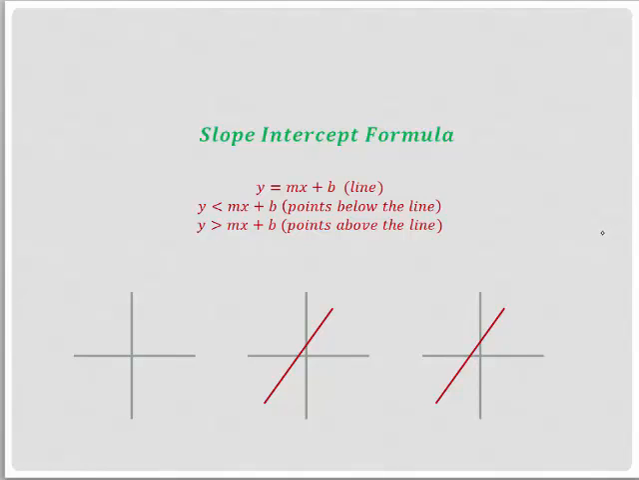First, we're going to start with the slope-intercept formula. Okay. The slope-intercept formula is y equals mx plus b. M is the slope, and b is the y-intercept.